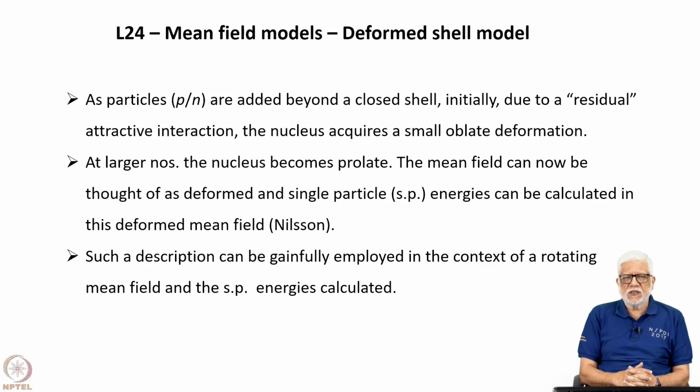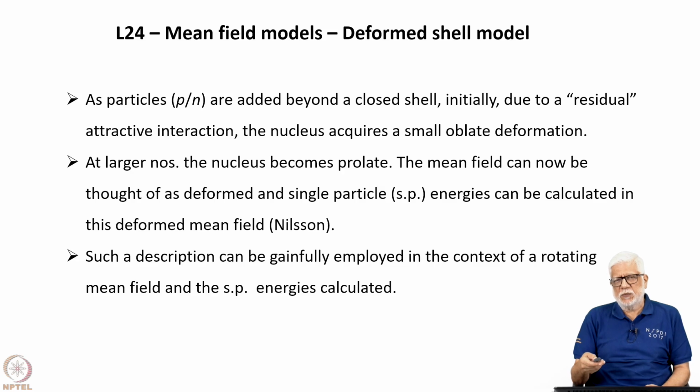Now, such a description can also be gainfully employed in the context of a rotating mean field. So, if you have a deformed nucleus and then that is rotating fairly rapidly, then you think of the average angular frequency with which it is rotating, and then you can calculate again the single particle energies in this rotating mean field. So, it is the same approach that we adopted for an average deformation of the mean field.